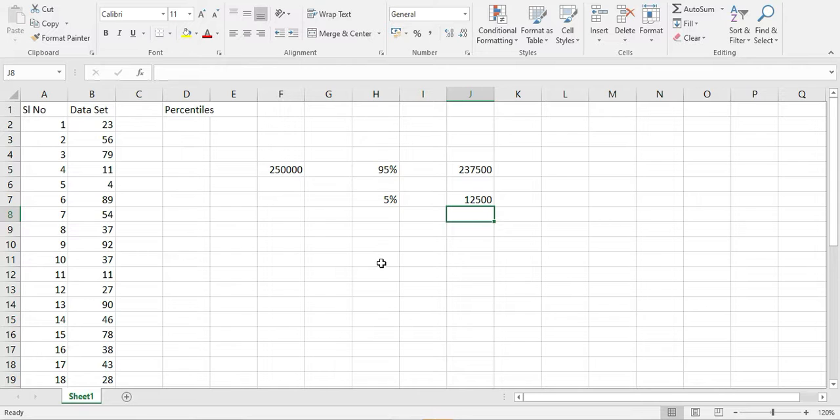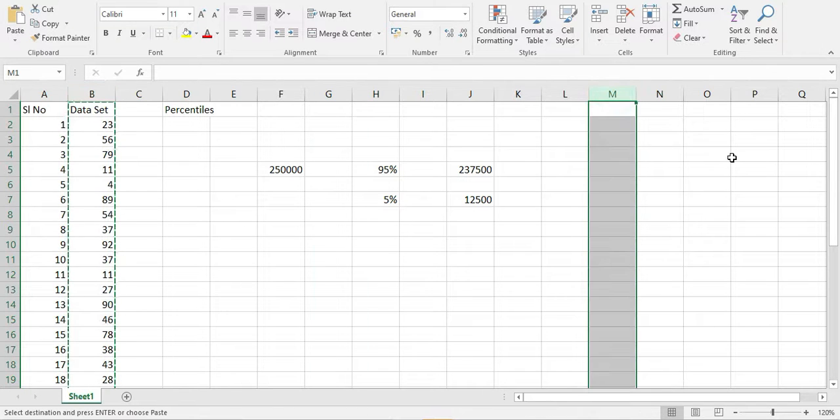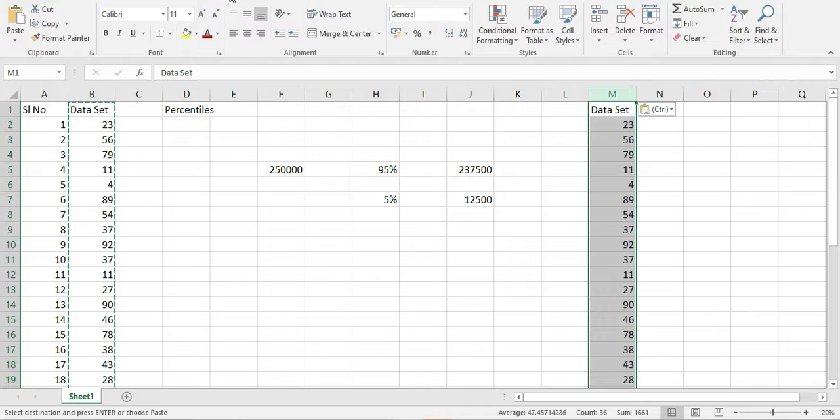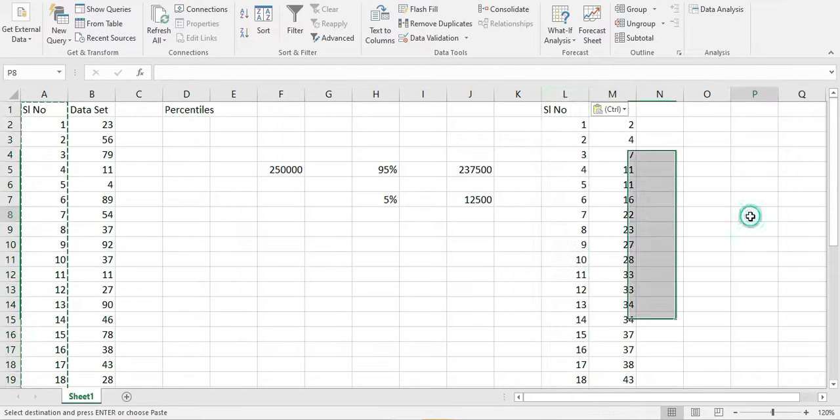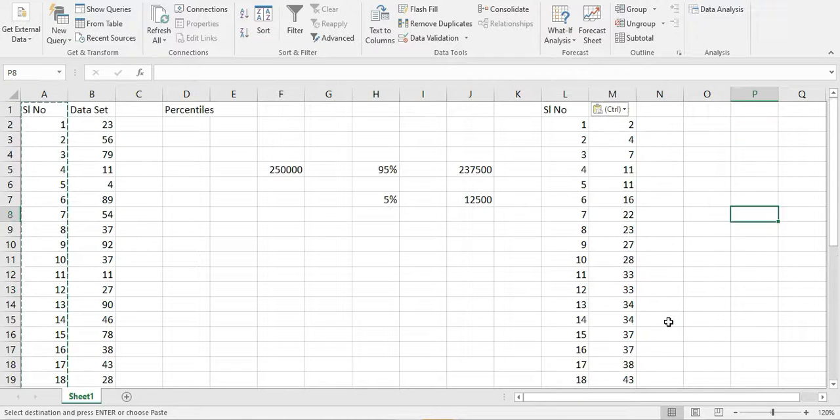Now let's try to understand the concept of percentiles when a certain data set is given. So we have the data set here. Let's first, as always, try to arrange it in ascending order. Let's copy it and put it here, arrange it in ascending order. Okay, so there are 35 numbers. As we scroll down, we find there are 35 numbers in our data set.